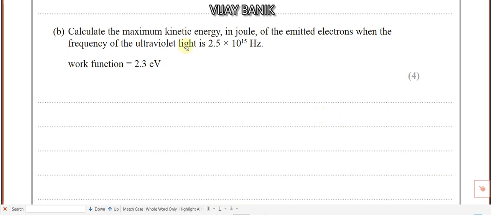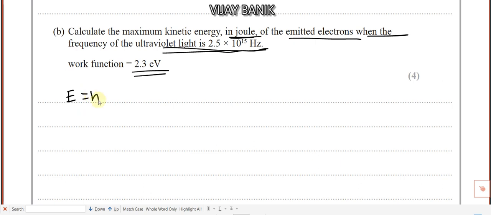Okay, kinetic energy in joules. We need to find the kinetic energy of an electron when the frequency of the light is this, and your work function is this. So let's find it; we know the formula. When the work function and the frequency of light are given, we know E is equal to hf, which is equal to phi plus half mv square.